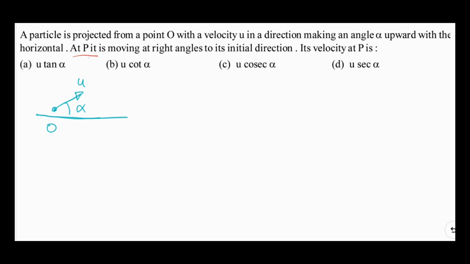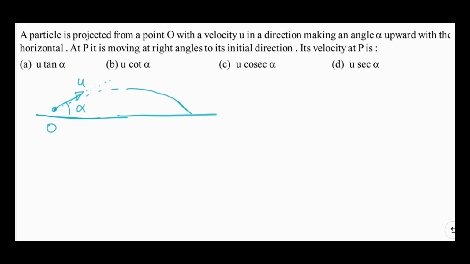Now at P, some other point, it is moving at right angle to the initial direction. So at some point in its motion, it is moving at right angle to the initial direction of motion. Then its velocity at P should be, and the options are given in terms of the initial speed of projection, that is u, and the initial angle of projection, that is alpha. So we need to find out a point where the particle is moving at right angle to its initial direction of motion.